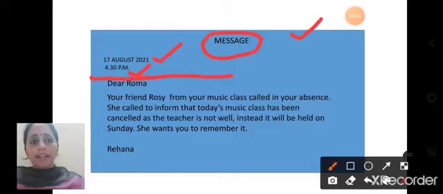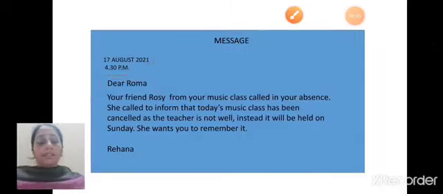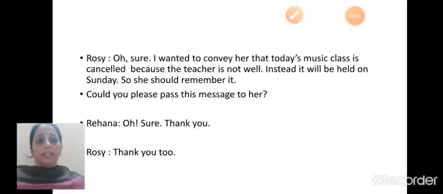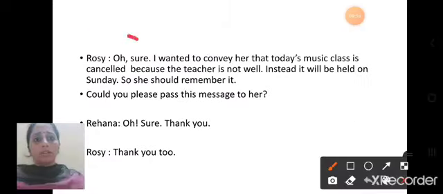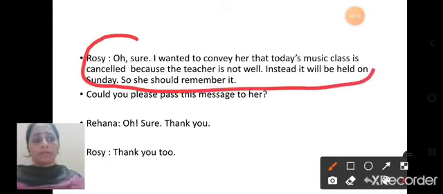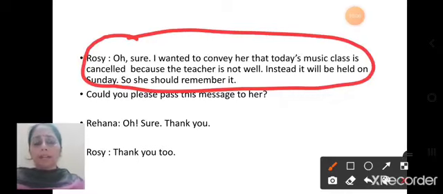And here I have the salutation. Either you can write Dear Roma or you can write Roma. Both are correct. So the important information is basically this part of the entire conversation. This is the most important part of the entire conversation that Rosie had with Rehana, and this has to be conveyed to Roma. Okay, so let us see.